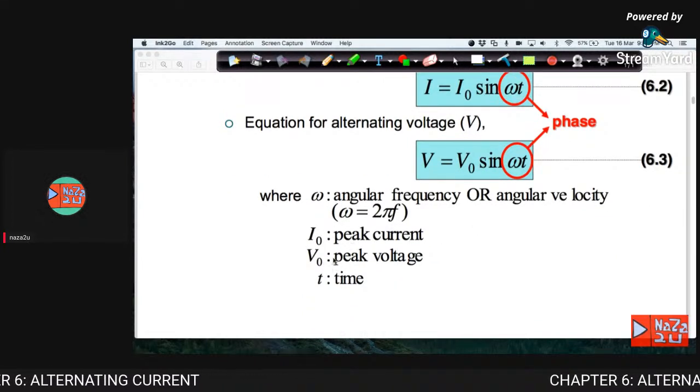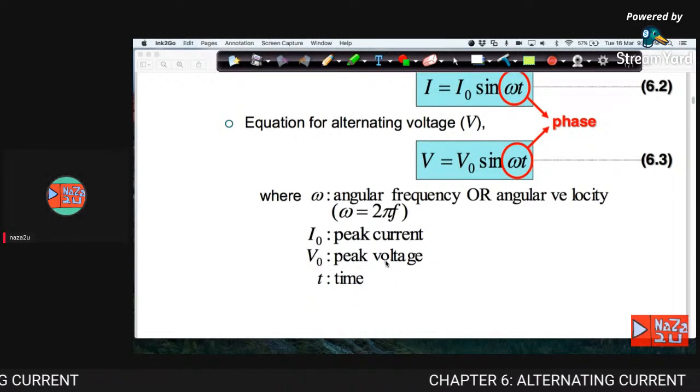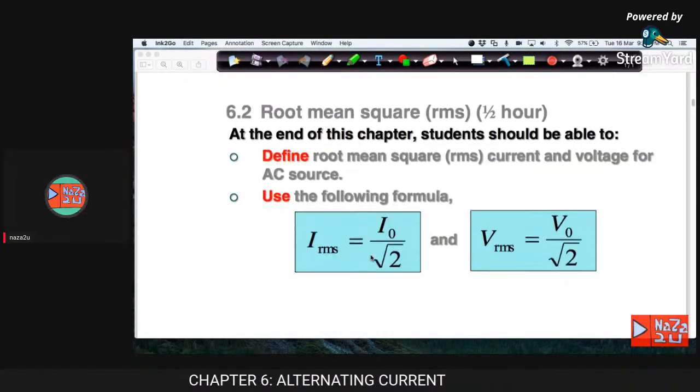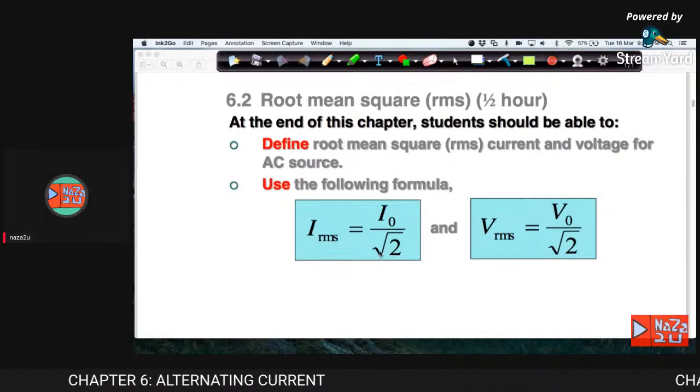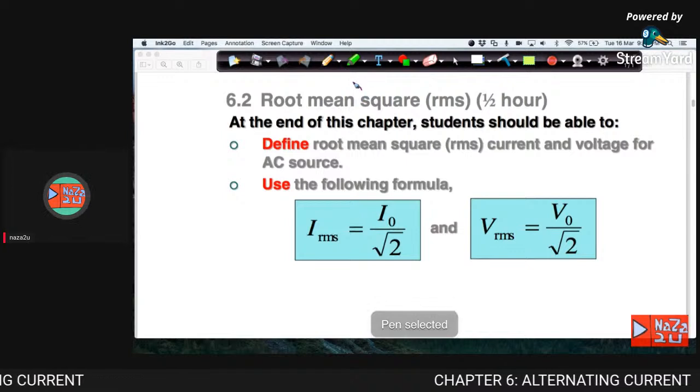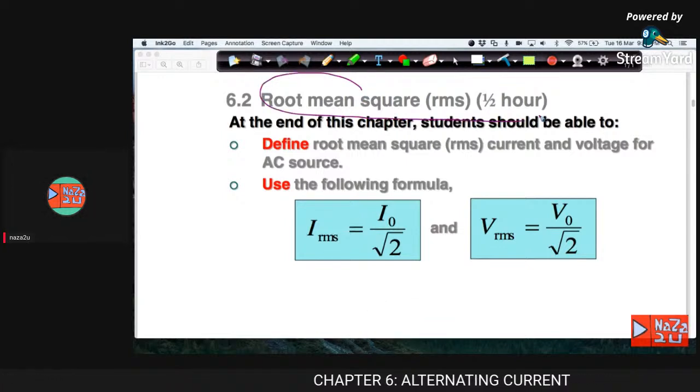Okay. I peak. Okay. V peak. Voltage peak. Peak voltage and time is T. Okay, so seterusnya kita akan bincang mengenai root mean square. So what is a root mean square? Mengapa root mean square ni ada dalam AC current?